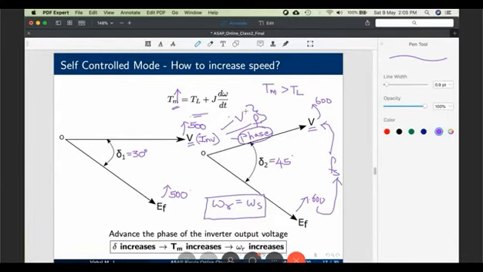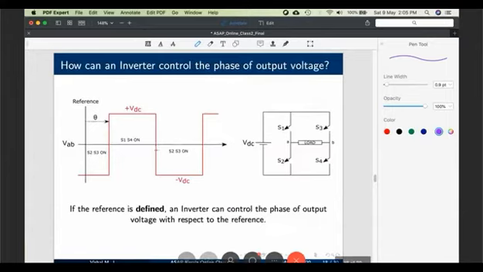We have seen how we control the voltage V by pulse width modulation, and how we control frequency by frequency modulation. Now let's see how we control the phase of an output voltage. I understand it is a three-phase inverter, but for simplicity's sake, I am considering only phase A, or red phase, R Y B.